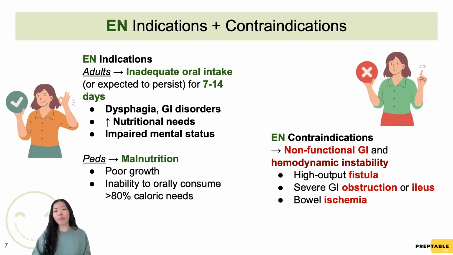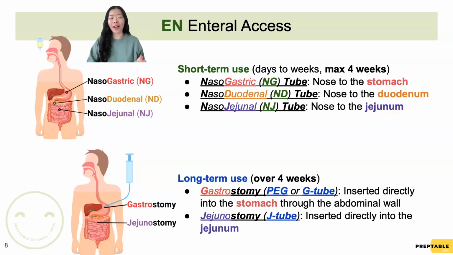Currently, consensus among experts determines hemodynamic instability as a contraindication to both EN and PN. But once clinical stabilization is achieved, feeding can be initiated, preferably by the EN route. When it comes to EN, you need to select the right feeding route, also called the Enteral Access. Let's go over each of these terms and make sure you can quickly recognize what they are.